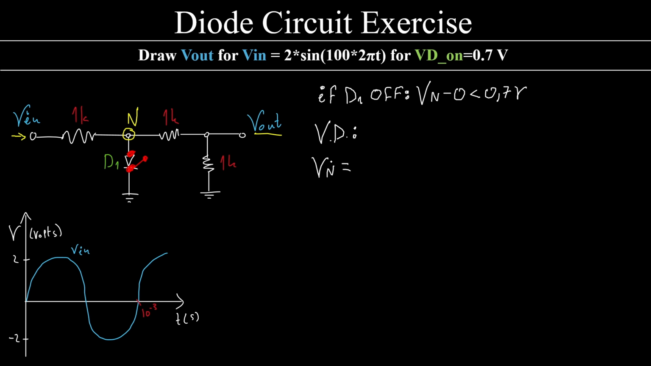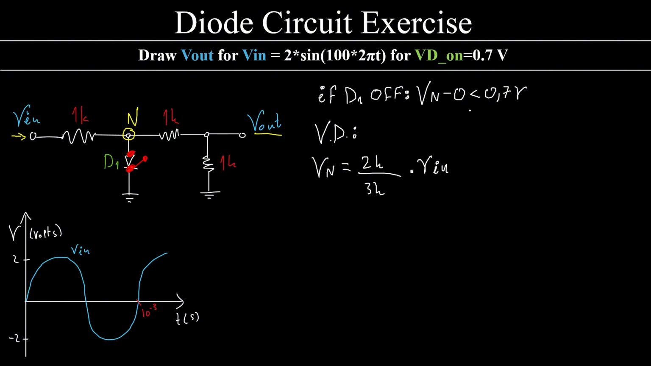That means that I have essentially a voltage divider. Vn is going to be equal to the ratio of the total resistance between N and the ground, which is 1 and 2 kilo ohms, over the total resistance between the voltage input and the ground, which is 1 plus 1 plus 1, 3 kilo ohms, times the input voltage. This is a voltage divider from circuit theory.